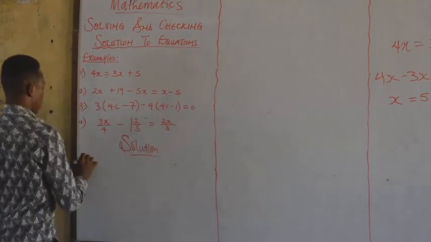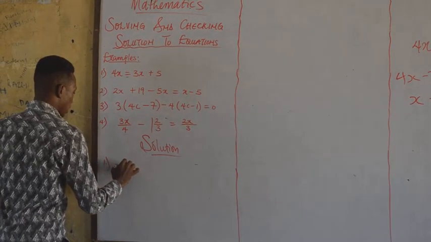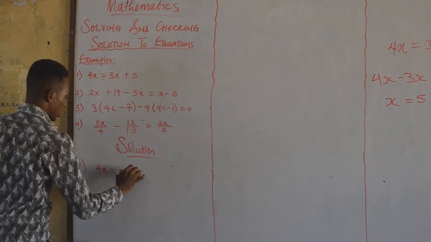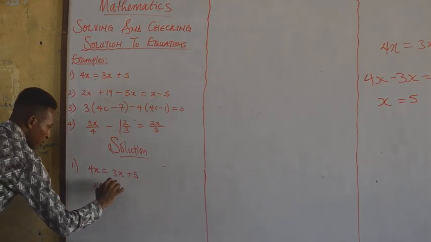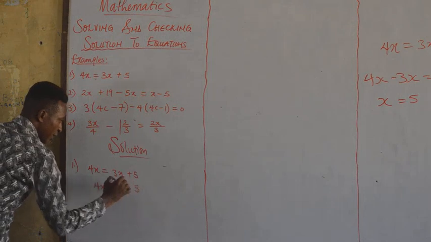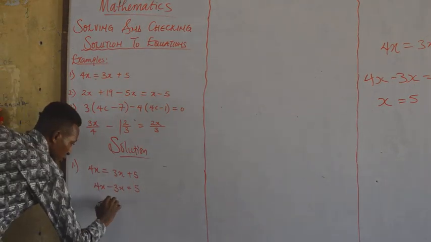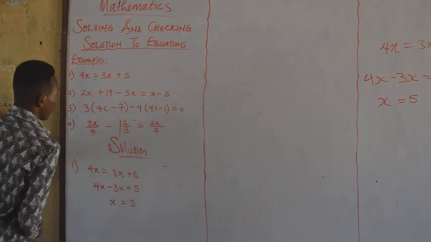Solution. So for question 1, you have 4x equals 3x plus 5. So we have 4x minus 3x equals 5. That's when you collect your like terms. 4x minus 3x gives you x equals 5. So let's check.